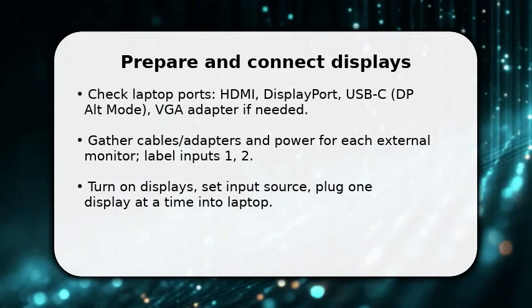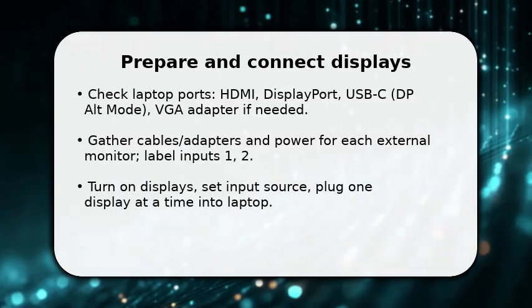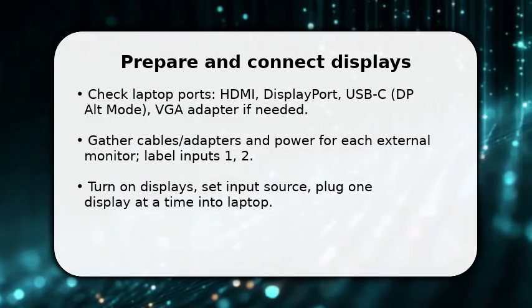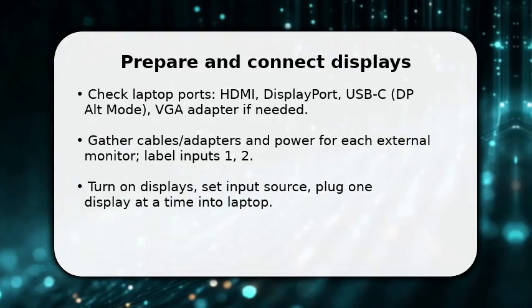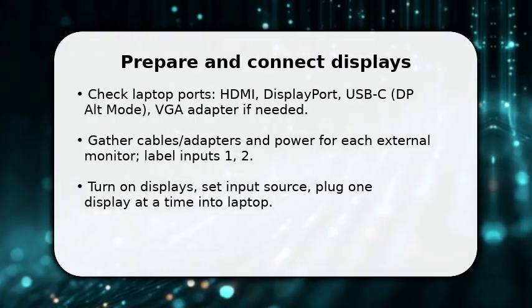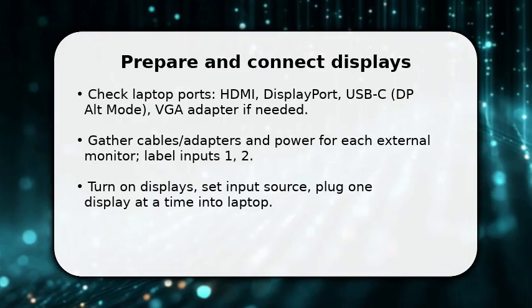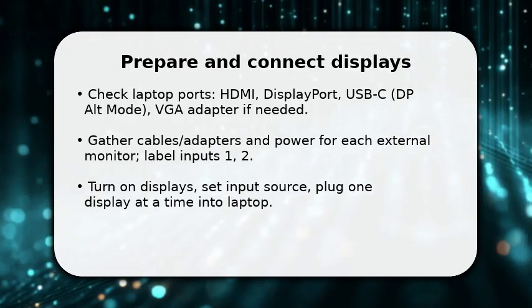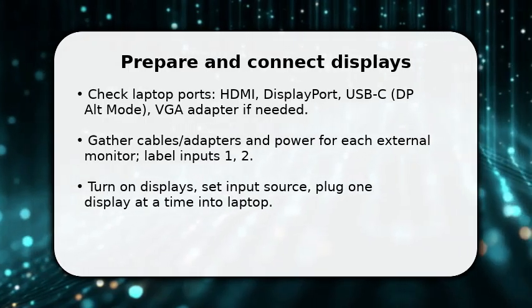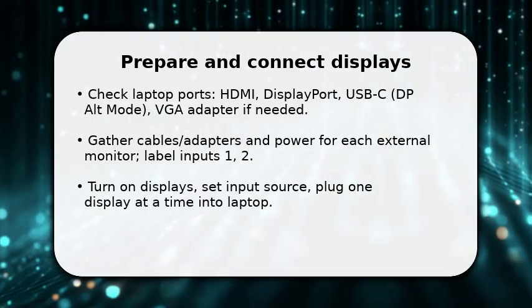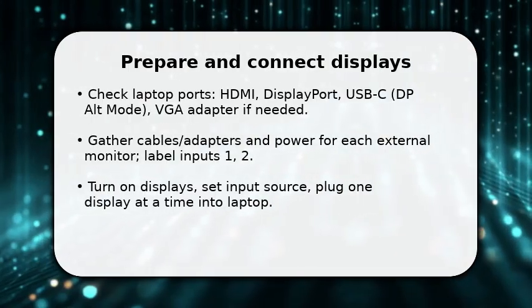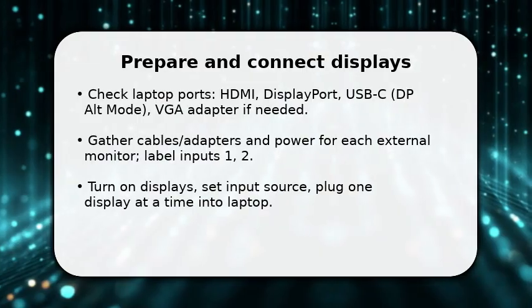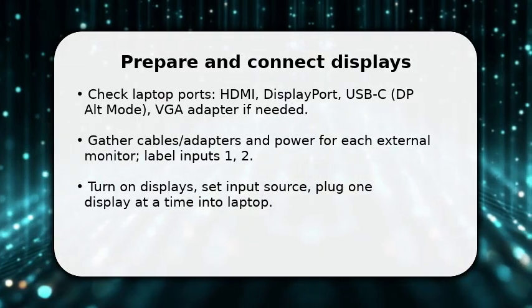You start by confirming ports and adapters because that determines your connection method. Once done, power each monitor and set the correct input source so the laptop can see it. Plug one external display into the laptop first and wait for the system to detect it. If nothing appears, reseat the cable and try a different port. Doing this first prevents confusion later when arranging displays and saves time diagnosing connection errors.